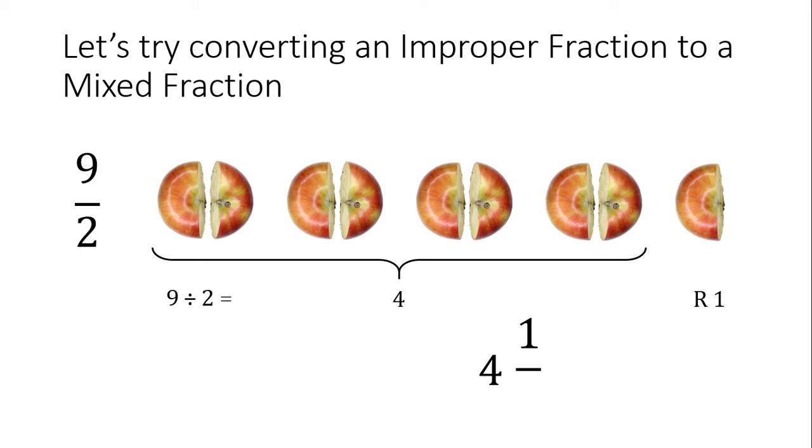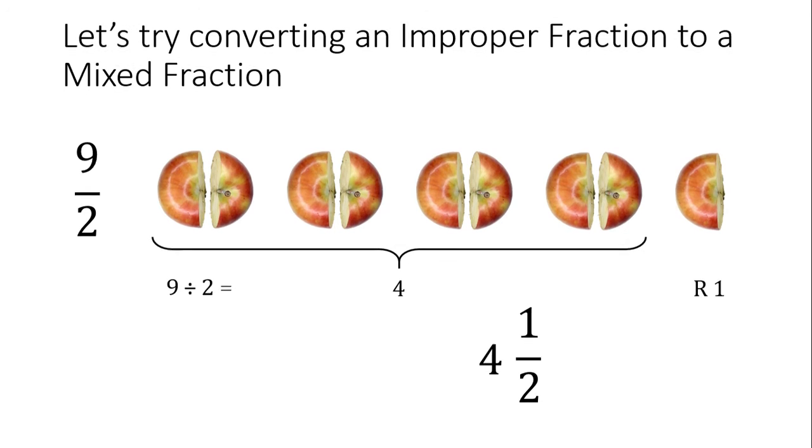But what do we put for the denominator? Well, remember what I said about improper fractions and mixed fractions. They have the same denominator. Looking at our improper fraction, we can see the denominator is 2. And we can also see that the apple slices are broken into 2 slices for each whole. So we know the denominator is going to be 2. Let's try another one.